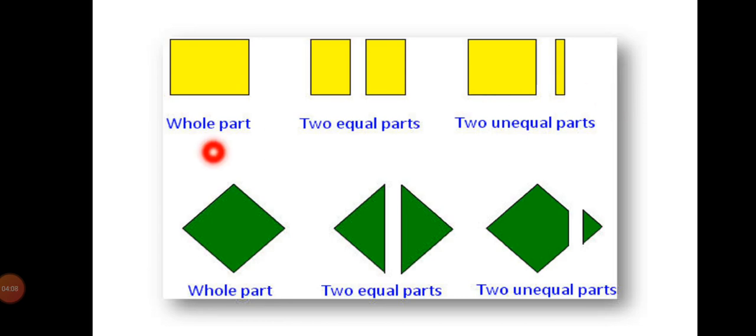For example, this yellow one is a whole. It is divided into 2 parts, so there are 2 equal parts. But in the last picture, these are unequal parts. One part is very small, one part is much bigger. So we cannot write the fraction for this. Same as here, we can see the whole and it is divided into 2 equal parts. And this last picture shows unequal parts, so we cannot write the fraction for it.